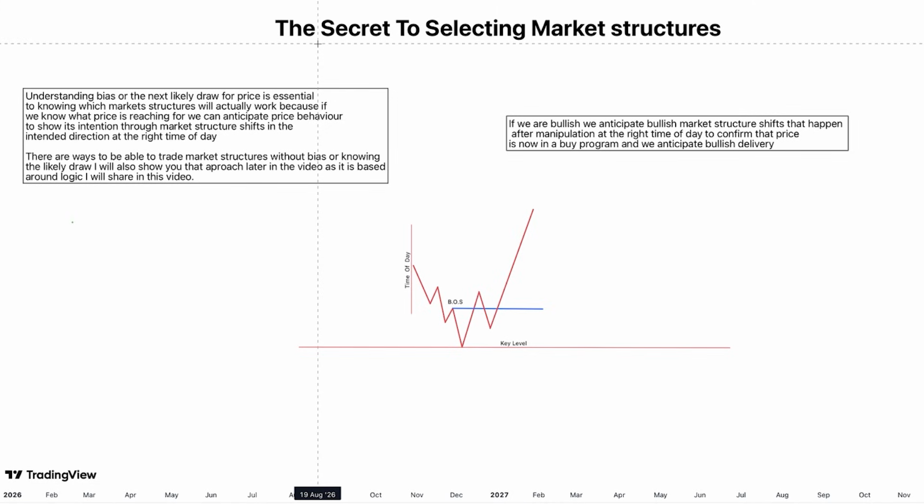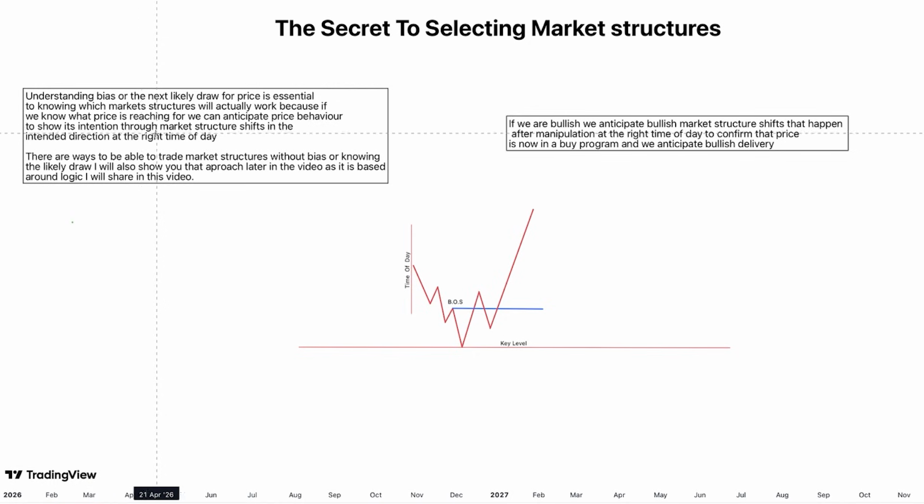All right, so how do we actually go into the market and select the right market structures? Like, what are the keys to understanding whether this is going to be a true break of structure or just a false liquidity sweep? Because I know many of you have experienced that, where you've gone in and you thought, okay, this is a break of structure, but then no, it happens to be a liquidity sweep and you immediately get stopped out. And the key to unlocking market structure is just understanding bias and the next likely draw for price, guys. This is what unlocks market structure.